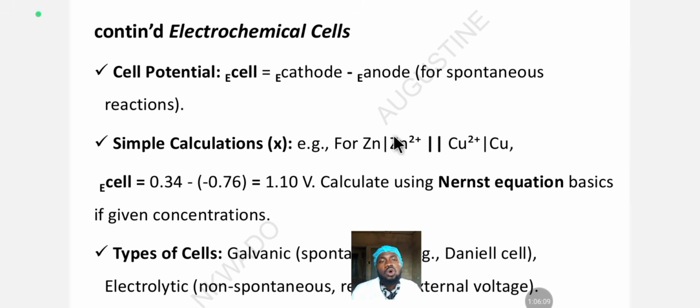That's what this is called. All right. So for example, this calculation here: the cell potential is equal to 0.34 minus (minus 0.76), equal to 1.10 volts. Remember the formula of cell potential: cathode minus anode. That's the formula.